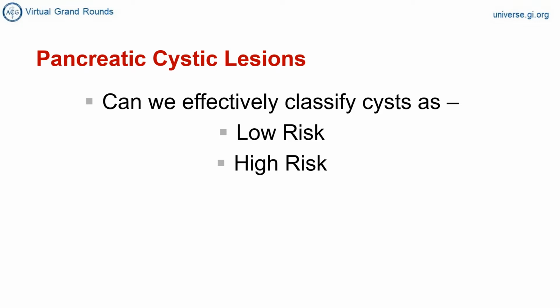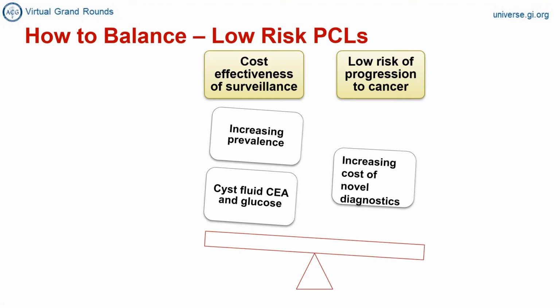So if you think a cyst is of low risk, since these are increasingly prevalent, you're focused on cost-effective surveillance strategies. Perhaps you can just do an imaging study, or you might consider just US with or without FNA. And if you're forced to, you might want to send for cyst fluid CEA and glucose, and then triage the patient into long-term surveillance versus not. So in these low-risk cysts, cost-effective strategies win over increasing cost of novel diagnostics.